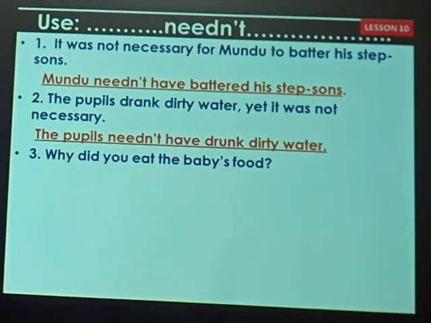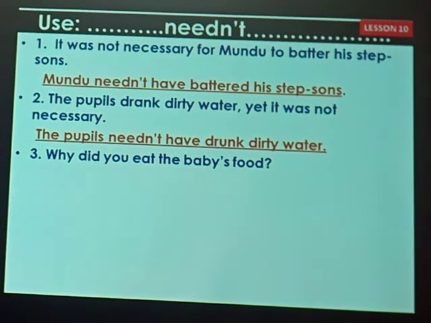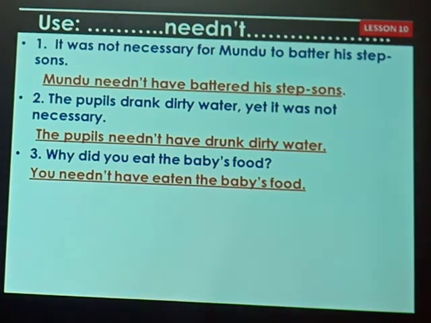Okay, another example. You can as well ask people, someone has done something wrong. You ask them, why did you eat the baby's food? I know some of you do so. Some of your siblings do so. Some neighbors of yours do so, and some of your friends. Instead of asking them, why did you eat the baby's food? Remember, the action is already done. We can as well blame them using needn't. And here, it will be, you needn't have eaten the baby's food.